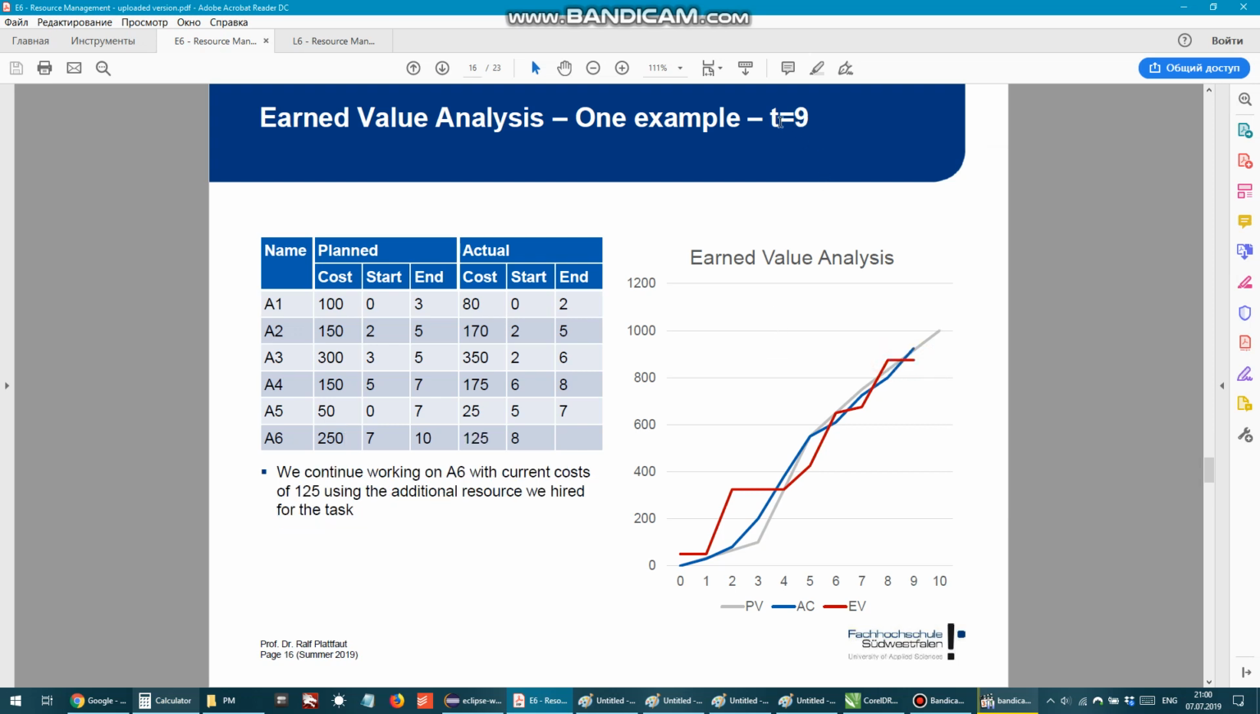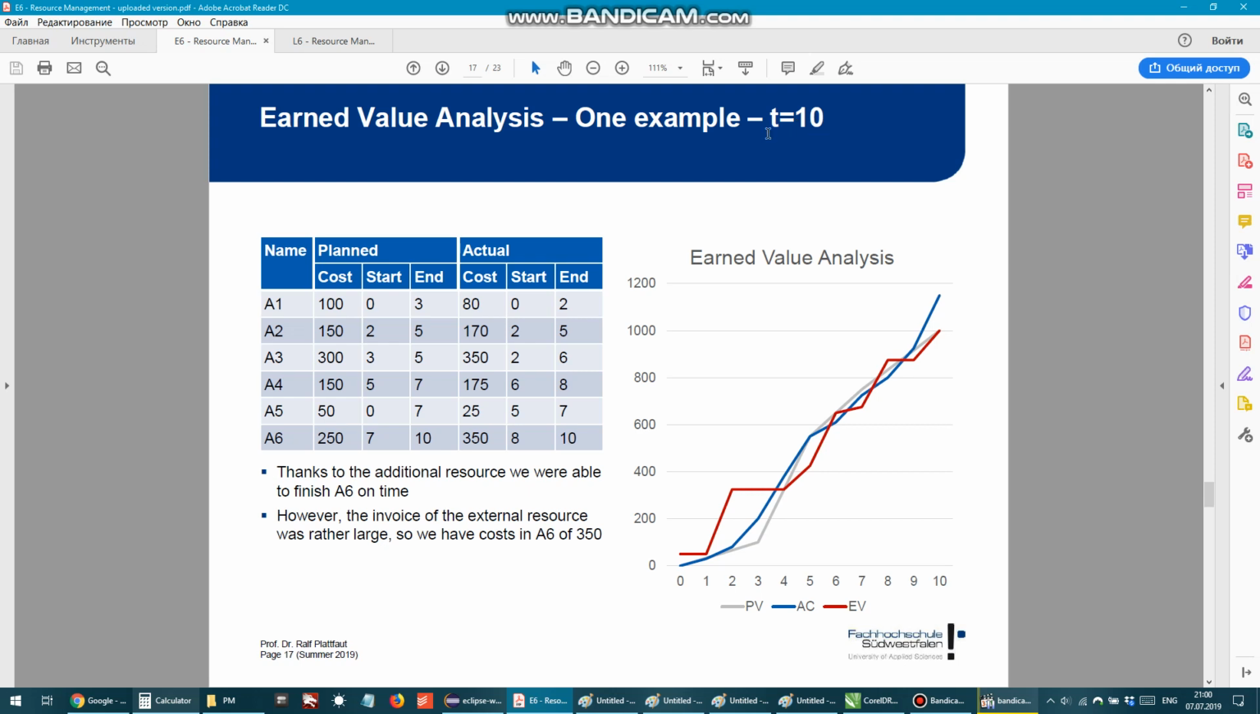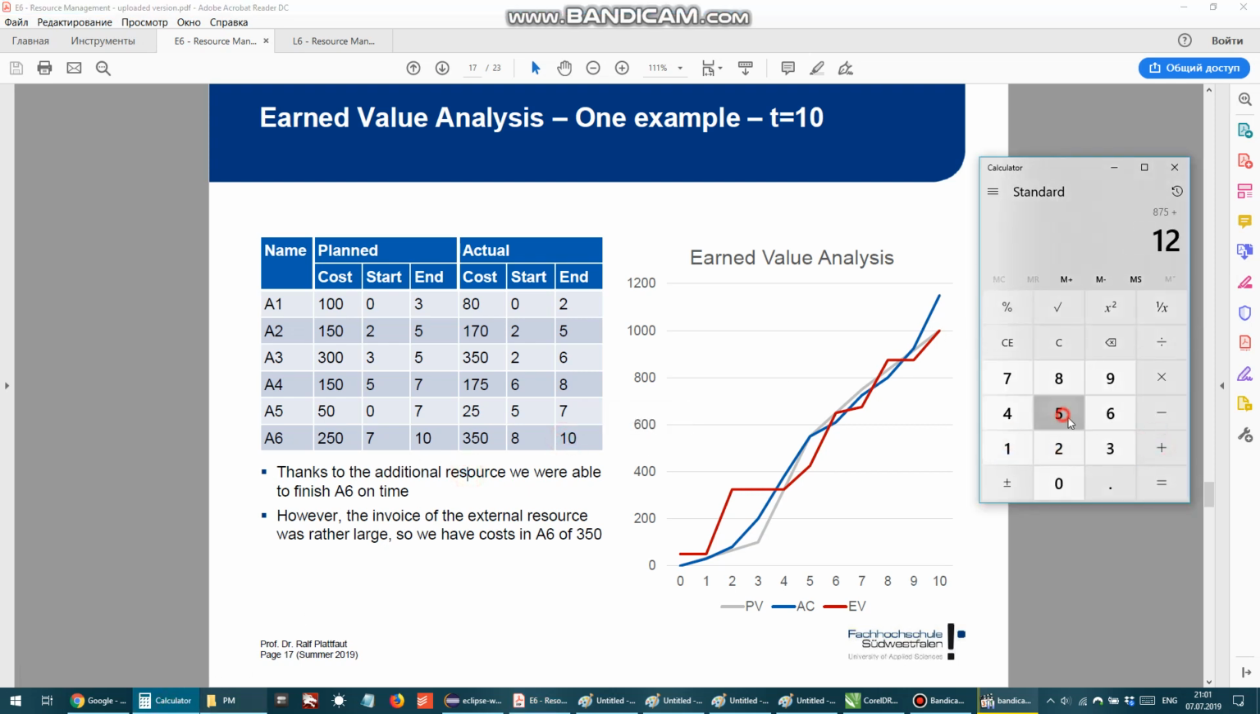Then on day 9, this task is still going, and we didn't finish it yet. That's why this line is horizontal. It didn't change from day 8 to day 9. The earned value stayed the same. And moving to day 10, we can calculate the rest of it. We see that this A6 task is finished on day 10, and that's why we can use the rest of it, 125. This is how we get the 1000.